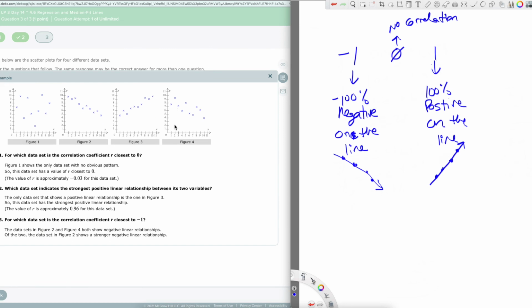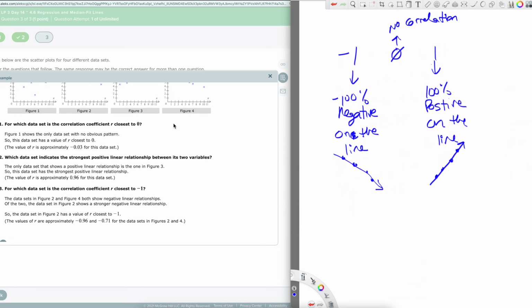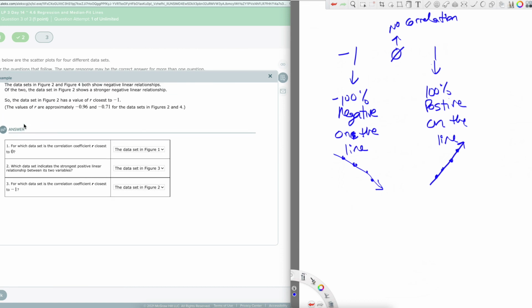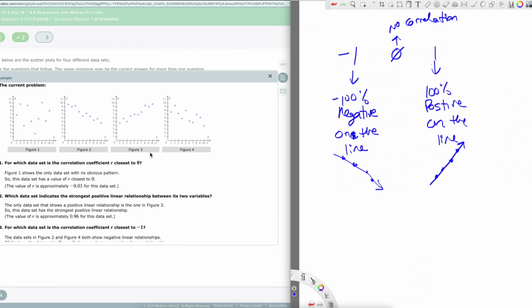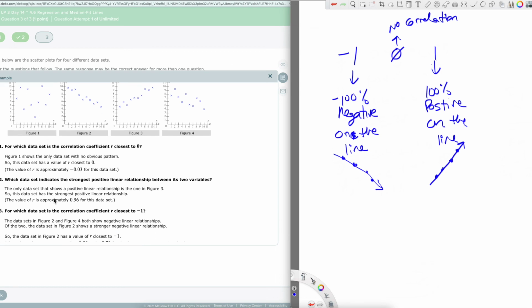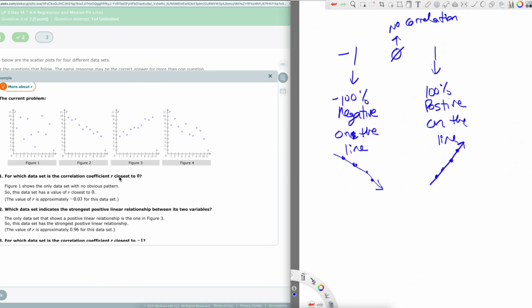So for which data set is the correlation coefficient R closest to 0? Well, I'm looking for this cloud here, right? So if I scroll down, it's going to say figure 1, because that's the cloud. That guy doesn't have any correlation, any relationship to each other. Which data set includes the strongest positive linear relationship? So strongest positive means they need to be going up from left to right, and we want to find the ones that are closest to each other. There's only one here that's positive, so it's pretty easy to grab. That's going to be figure 3.